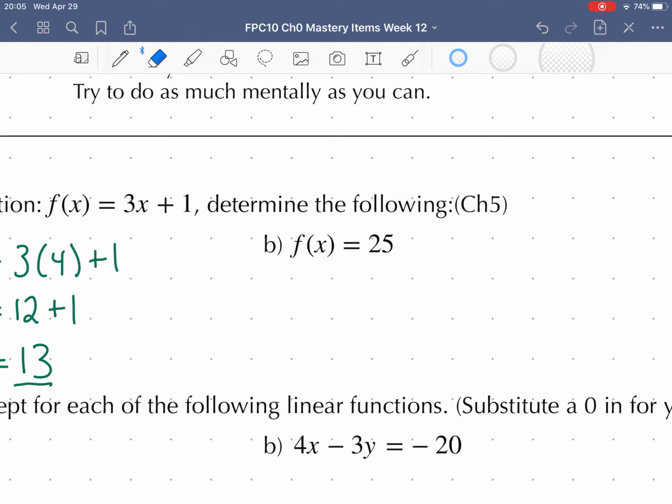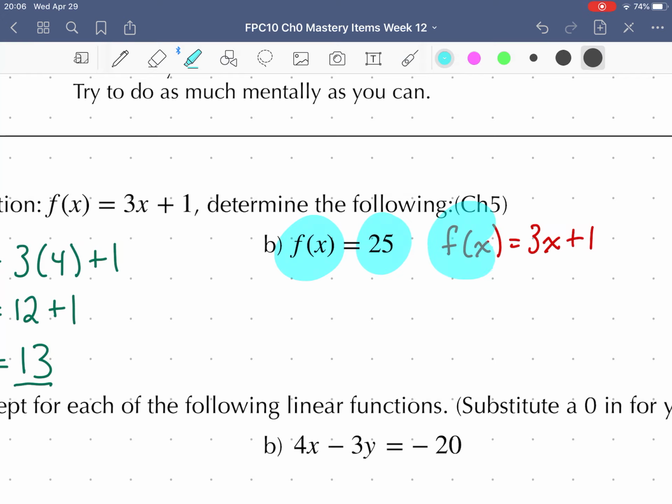Letter B is the opposite. Now we know that the function is 25. We're asked to find which value of x will give us 25. So I'm actually going to start off by writing out the function this time. Here's our function is equal to 3x plus 1. Now, you can see here that since f of x equals 25, I can replace this f of x with 25. So I put in 25 is equal to 3x plus 1. And now I determine what value of x will give me that 25.